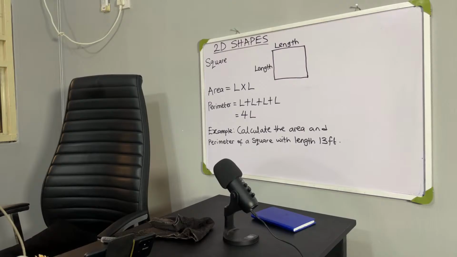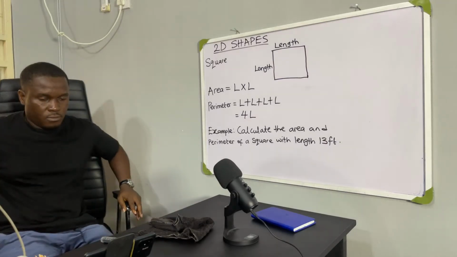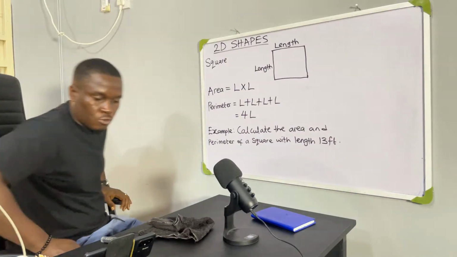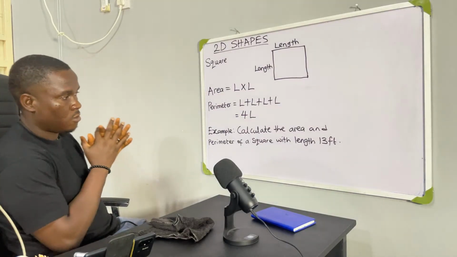69 feet. Okay, that's the area, right? Yes. Okay, so the perimeter is going to be 52. 52, correct. Good. So now we go to triangle.